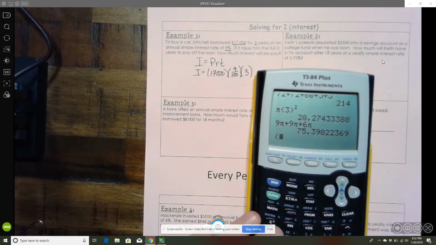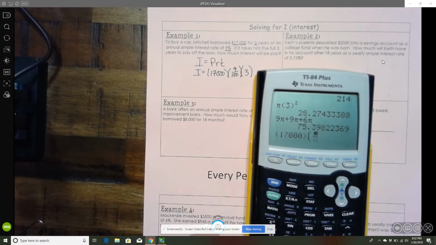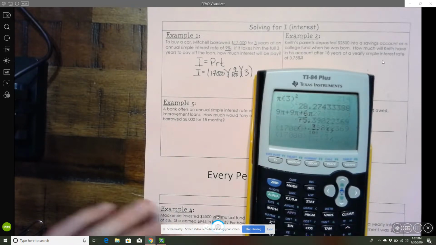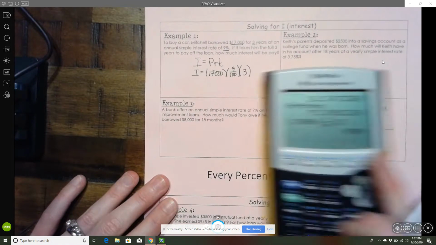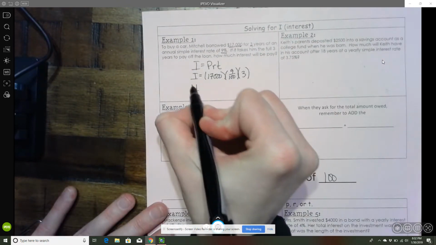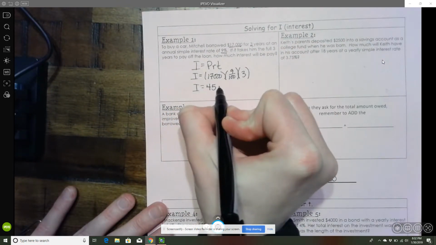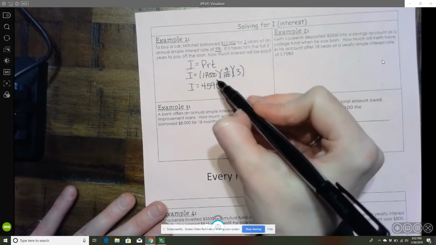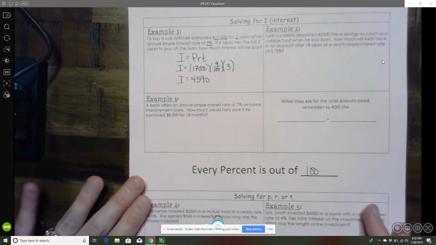So we would have 17,000 and then 9 over 100 and then 3. So $45.90 would be the amount of interest. That's additional money that he has to pay besides the $17,000 for the car.